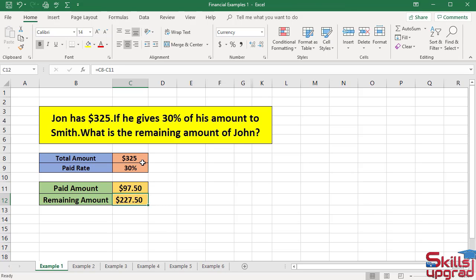If your result equal to total amount value, it means your calculation is correct.